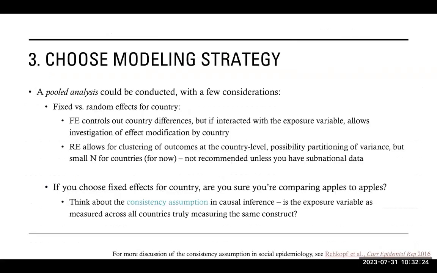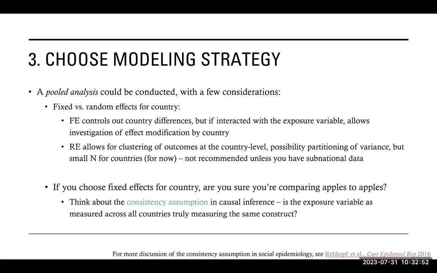A pooled analysis is an alternative approach with considerations that I mentioned earlier, but then you might also want to think about, are we going to have fixed effects or random effects per country? So a fixed effect would just be you're doing a linear regression model and adjusting for a dummy indicator for country, right? And this would control out any country level differences. So if you really think there's one true association that you're estimating across countries and you just want to even out any differences by country, just control for it.